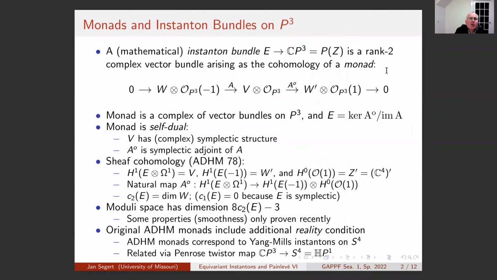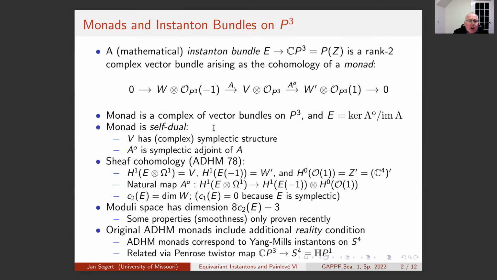So we're talking about what are called mathematical instanton bundles, and we'll talk about the distinction between just instanton bundles and mathematical instanton bundles. These are holomorphic rank two vector bundles over CP3. And they arise as the cohomology of a monad. So a monad is a complex of vector bundles looking like this, where each of these maps, it's a complex. So the kernel of one map contains the image of the previous map. And the only cohomology is in this middle term. So right here, and the vector bundle is the cohomology at this stage of the monad.